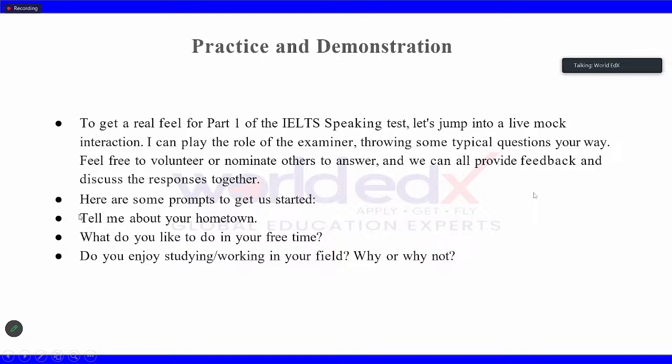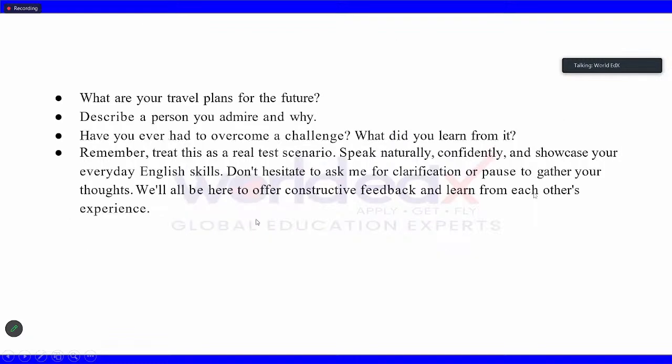So can anyone tell me about your hometown? Anyone? Anyone from the team? Dushyant, Vishal, anyone would like to answer? Tell me about your hometown.